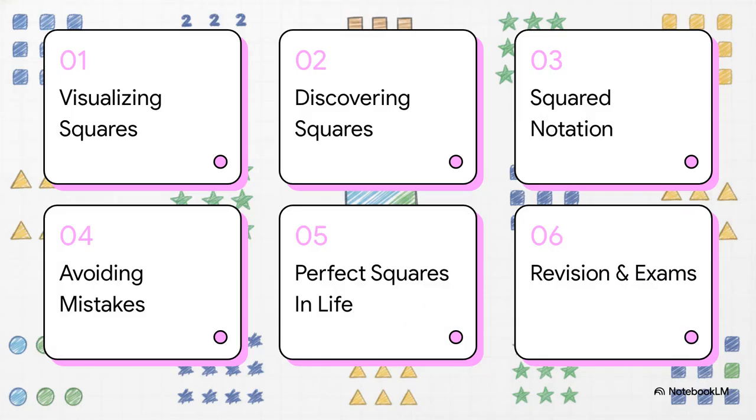Here is our quick roadmap for today. Number 1, visualizing the square shape. Number 2, discovering square numbers. Number 3, using squared notation. Number 4, avoiding common mistakes. 5, perfect squares in life. And 6, revision and exam questions.